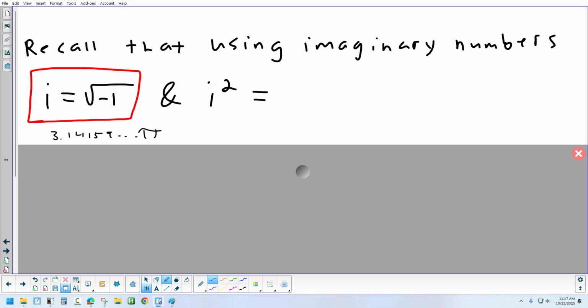So if I did i squared, that would be i, which is square root of negative 1, to the second power. What would the square root of negative 1 squared come out to? Negative 1. Whenever you square a square root, they cancel, and you're left with what was underneath the square root. So i to the second power comes out to -1. So you should never leave i to the second power in your final answer. Always want to change i to the second power to the number -1.